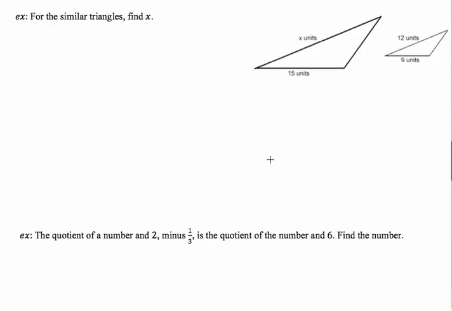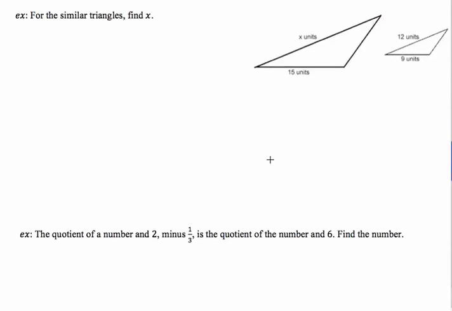Okay, let's do one involving triangles. Okay, here are two similar triangles, meaning all of their angles are equivalent, which means that the ratios of their sides are also equivalent. Okay, and what I want to do is find this distance here, that length x.